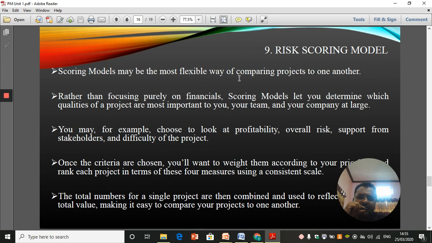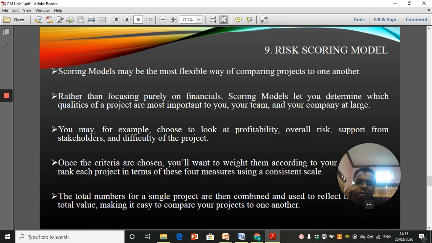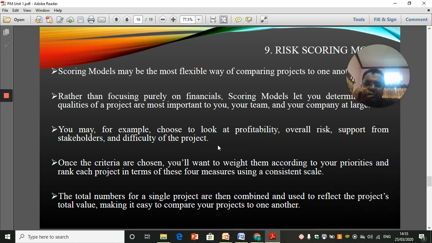Scoring models may be more flexible rather than focusing purely on financials. Scoring models let you determine which qualities of a project are more important to you, your team, and your company at large. You may, for example, choose to look at profitability, overall risks, support from stakeholders, and difficulty of the project. Once the criteria are chosen, you will want to weight them according to your priorities and rank each project in terms of these four measures using a consistent scale. The total scores of single projects are then combined and used to reflect the project's total value, making it easy to compare your projects with one another.